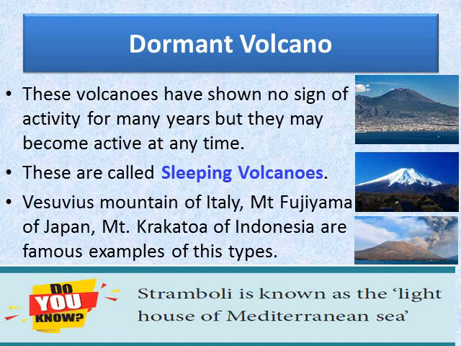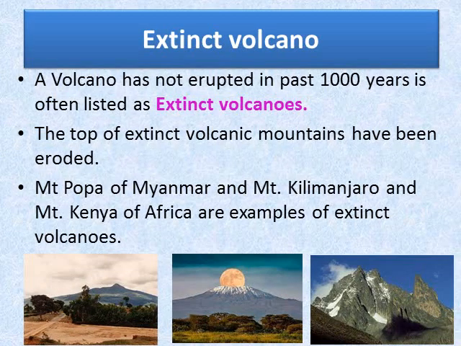Dear children, Stromboli is known as the lighthouse of the Mediterranean Sea. Now let us learn about the extinct volcanoes. Volcanoes which have not erupted in the past 1000 years are often listed as extinct volcanoes. The tops of extinct volcanic mountains have been eroded. Mount Popa of Myanmar and Mount Kilimanjaro and Mount Kenya of Africa are examples of extinct volcanoes.